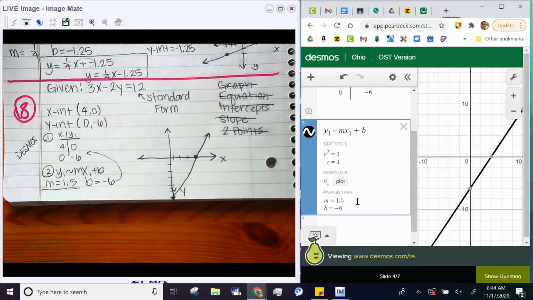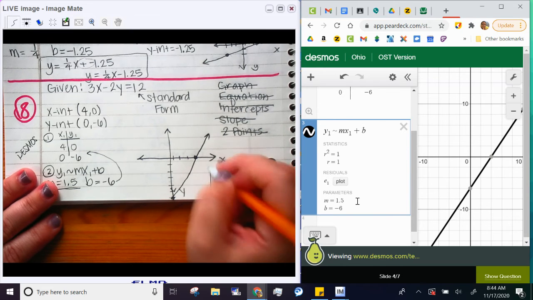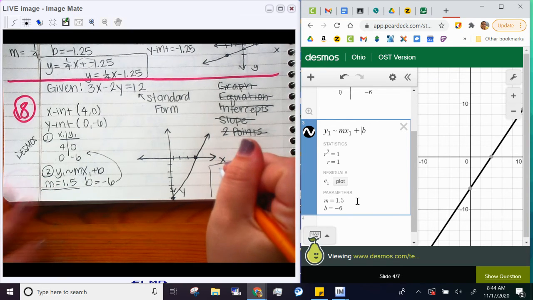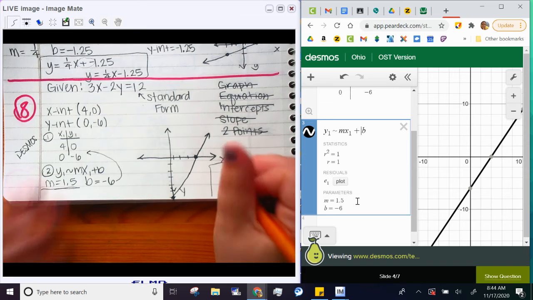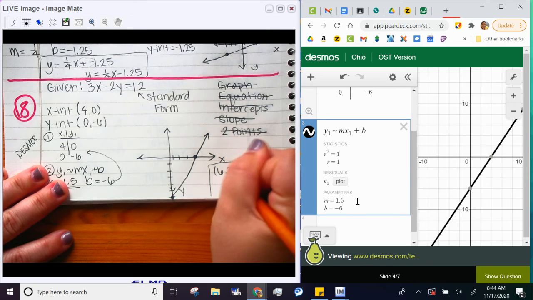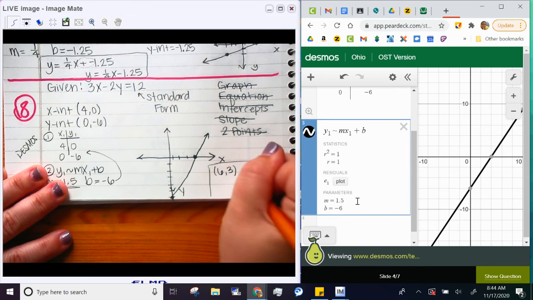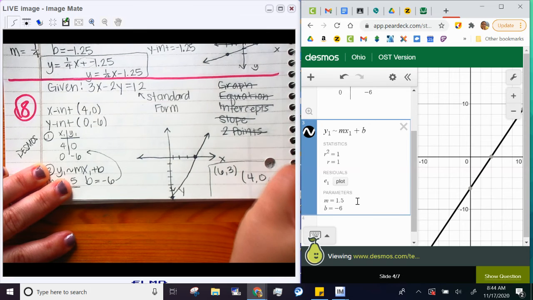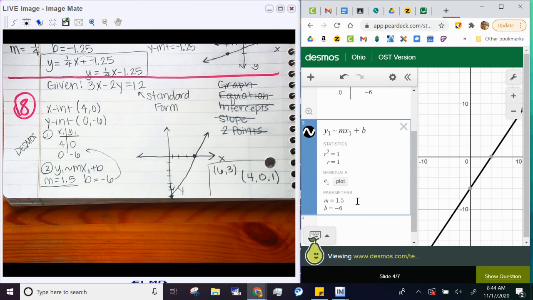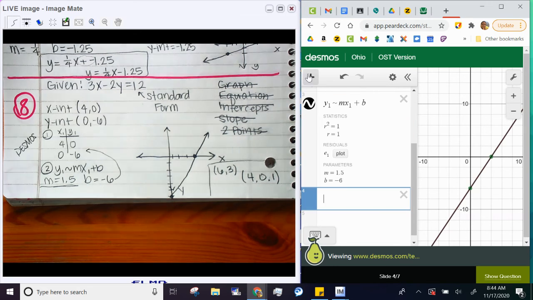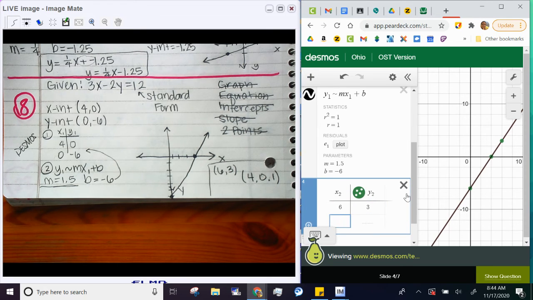Okay, so I'm going to ask another question off to the side. I want to know if the point 6, 3 is on the line, and I'm also going to check the point 4, 0.1. That's sometimes something that they'll ask us. Are those points on the line? Anytime that happens, I always start by making a table and I put the points inside the table. So 6, 3, 4, 0.1, and then I can look for them.